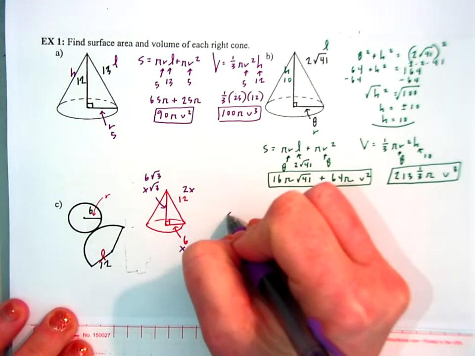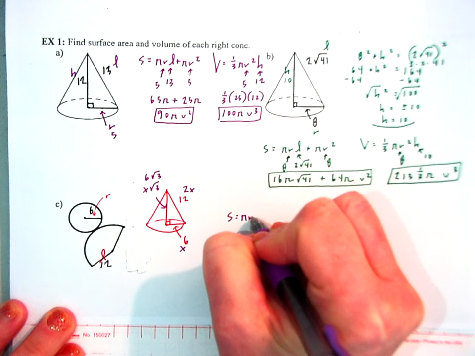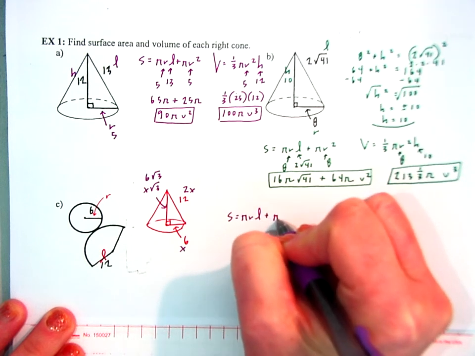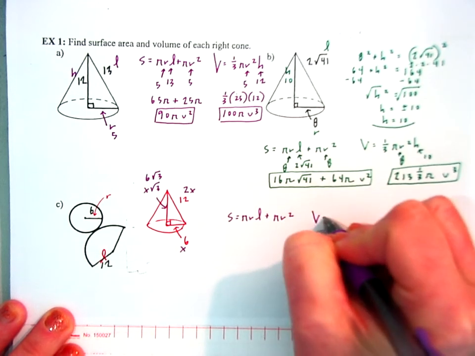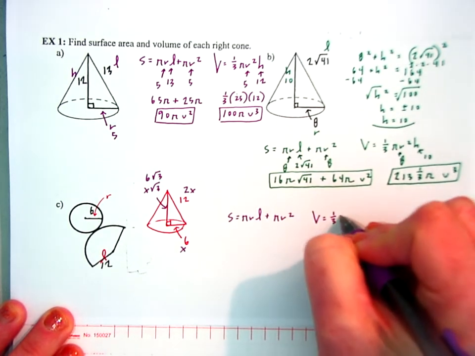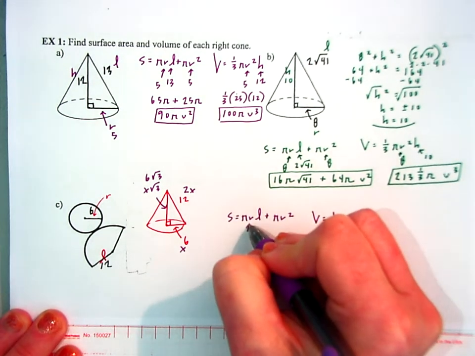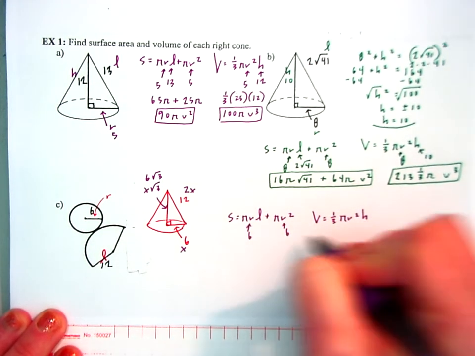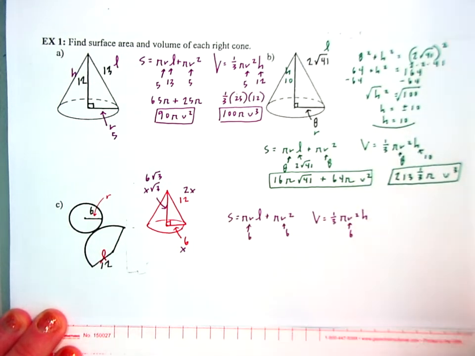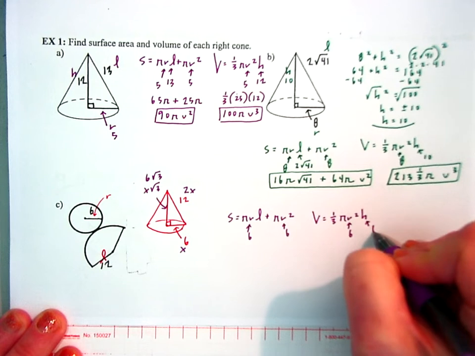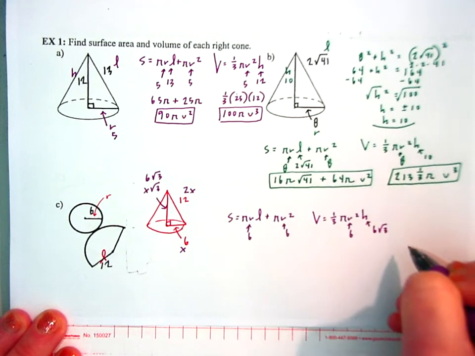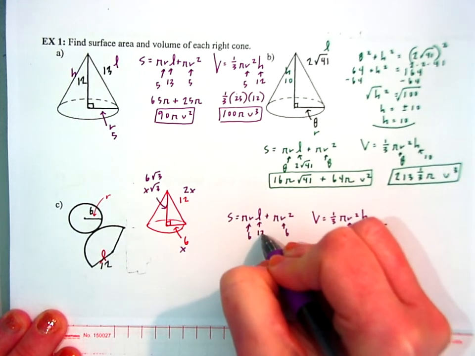So surface area, pi r slant height plus pi r squared. Volume, 1/3 pi r squared times the height. My radius is 6, so I'm going to plug in a 6 for each radius. My height is 6 root 3. My slant height is 12.